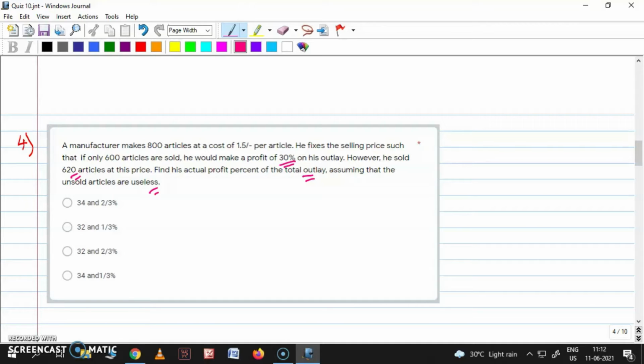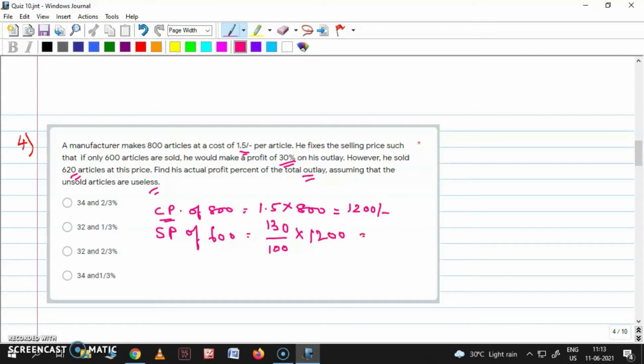So what is the cost price of 800 articles? The cost price is 1.5 rupees per article. So 1.5 into 800 is equal to 1200 rupees. This is the cost price of 800 articles. Now what is the selling price of 600 articles? It is a 30% profit, so 130 divided by 100 into the cost price, 1200, which is equal to 1560 rupees.